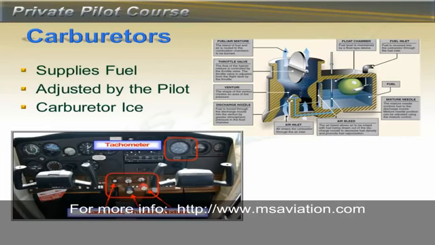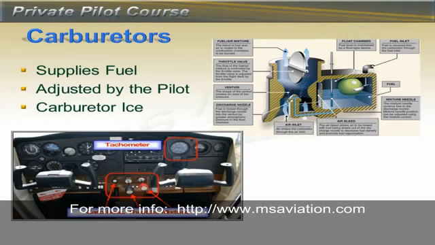Fortunately, most modern aircraft have a carburetor heat system. The carburetor heat is hot air from the exhaust manifold that is redirected to the carburetor by means of a cockpit control called carburetor heat. When this is switched on, hot air from the exhaust is delivered to the carburetor, which melts the ice.